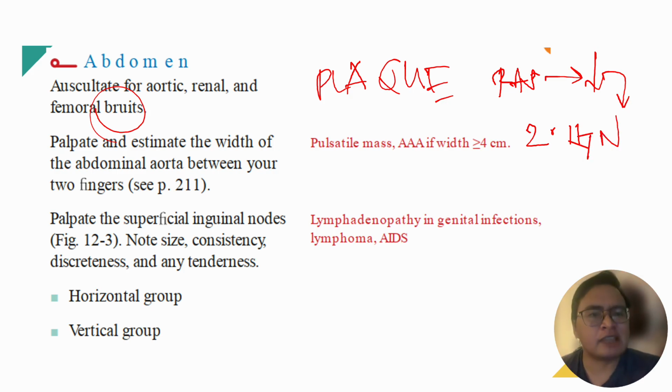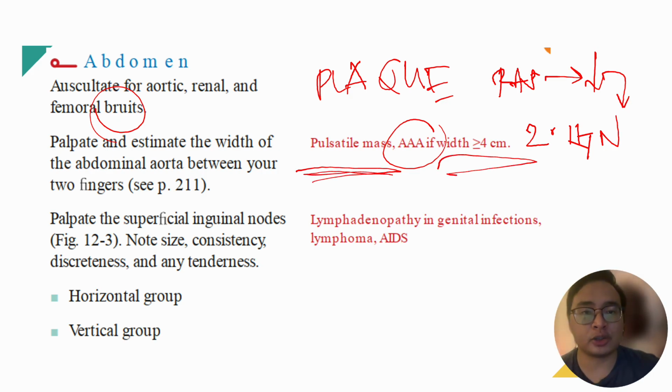Okay, aside from that, you need to palpate for the abdominal aorta. You need to estimate the width with your two fingers. So, you're going to suspect an abdominal aortic aneurysm if there is a pulsatile mass with a width of 4 centimeters or larger. Okay?